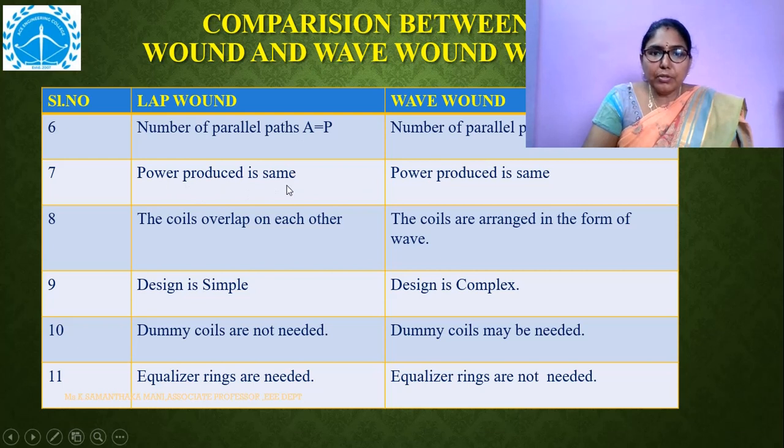And power produced is the same in the case of lap wound, and it is the same in the case of wave wound. In the case of lap wound, by the construction itself, these coils overlap each other, which is not the case in wave wound. And the design of lap wound is very simple, but wave winding is complex. Dummy coils are not required in the case of lap wound, but dummy coils are required for mechanical balance in the case of wave wound. Equalizer rings are needed in the case of lap wound, which is not needed in the case of wave wound.